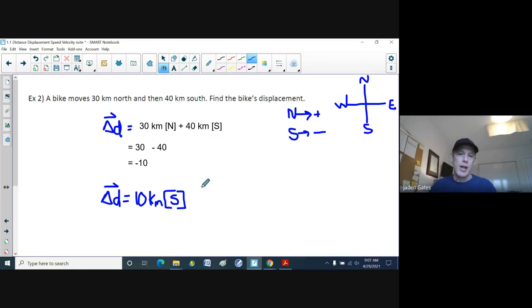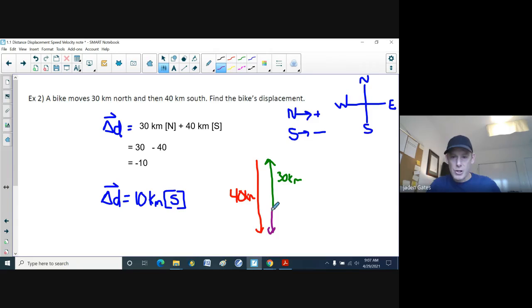In other words, if we just wanted to take a shortcut and didn't want to travel 70 kilometers, how would you get from where you started to where you ended up? And the answer is you just go 10 kilometers south. Because again, this person went 30 north, but then after that they went 40 south. And so displacement just talks about my arrow here in purple. From the start to the finish, what would you have gone? Well, there's our answer there, 10 kilometers south.